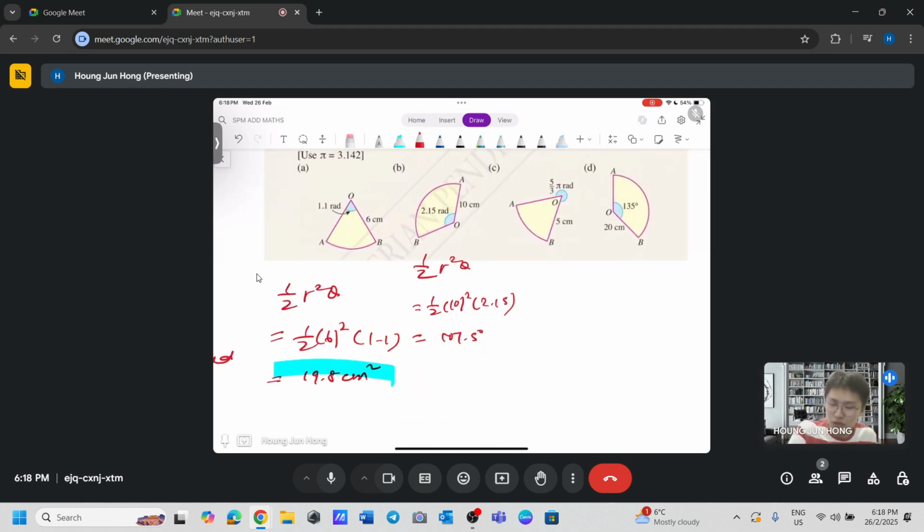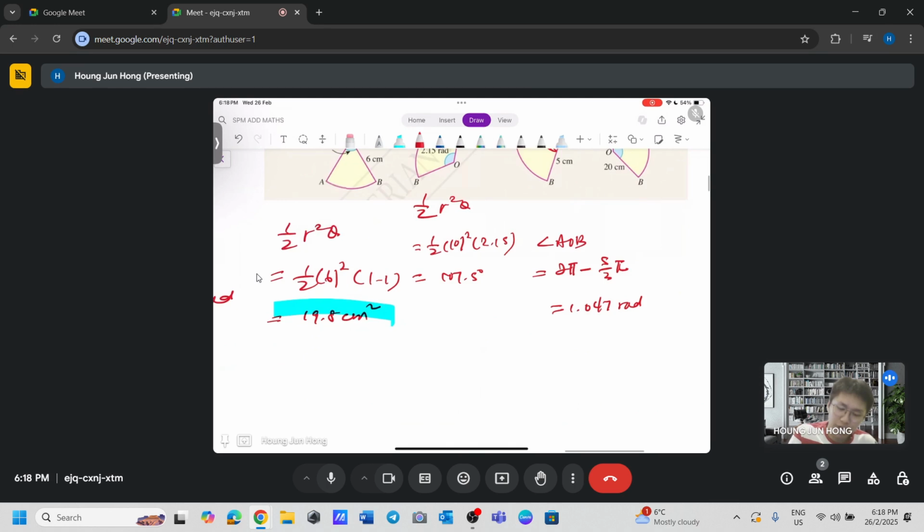This one is a bit hard because you need to remember how to find the angle. If you feel confused, please just convert it to degrees first. Convert to degrees, do it in degrees, and then come back to radian. That also works, just a bit longer. But if you remember, the whole thing is 2 pi. So 2 pi minus the pi over here, then you get this pi. Then again, very simple, half r squared theta. So half times pi squared times 1.047.